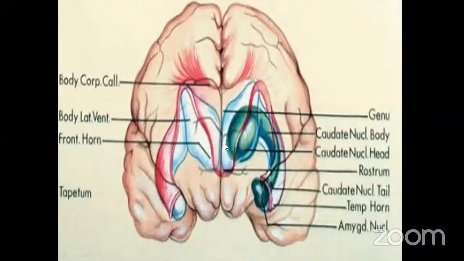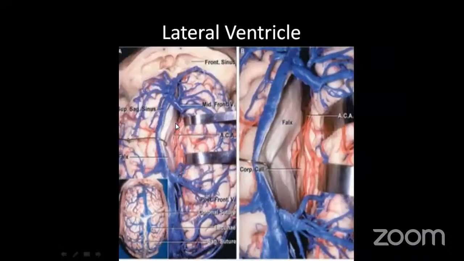So a similar picture, not going into detail, just the tapetum can be seen over here. Tapetum is a large sheet-like covering that covers the lateral aspect of the temporal horn and the roof of the temporal horn and the lateral aspect of the atrium.